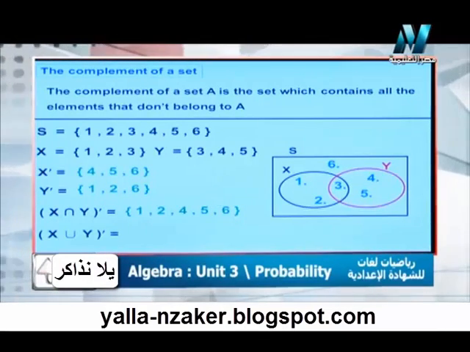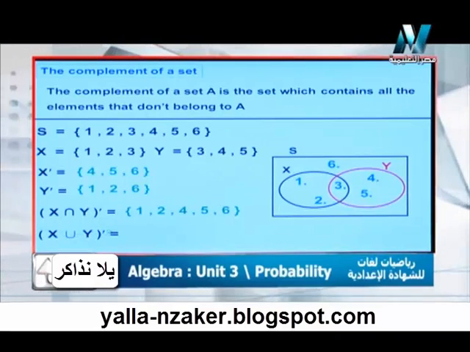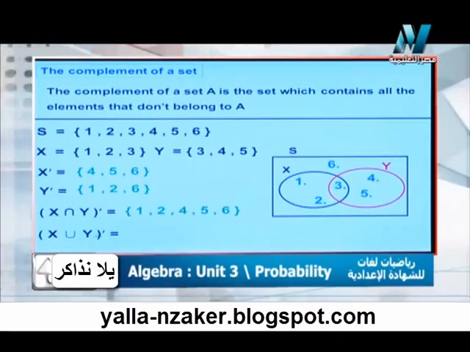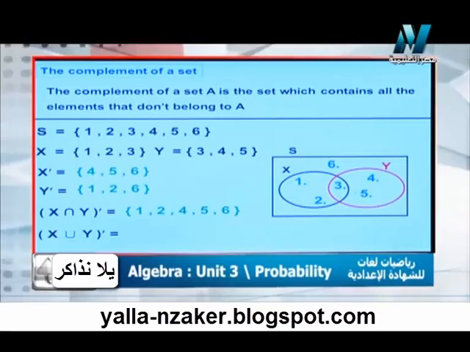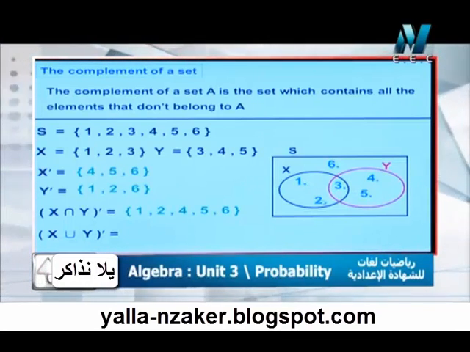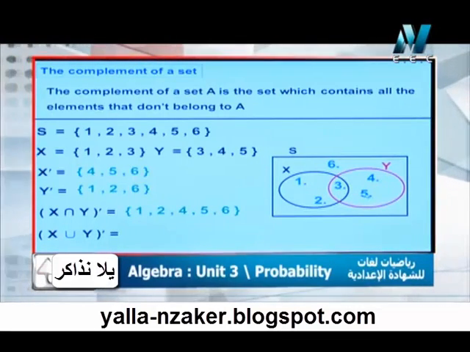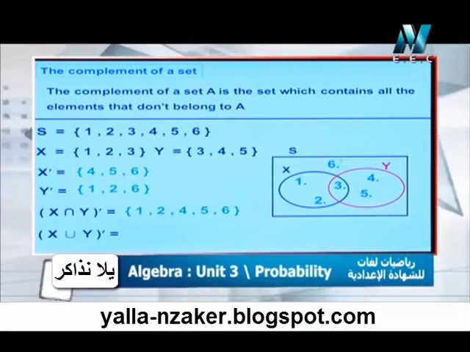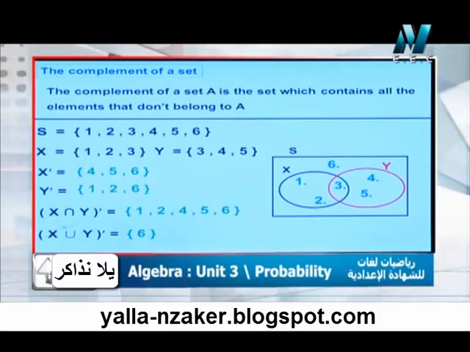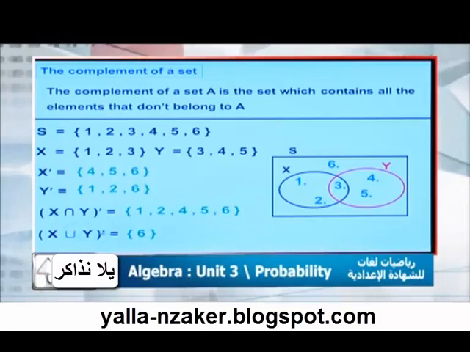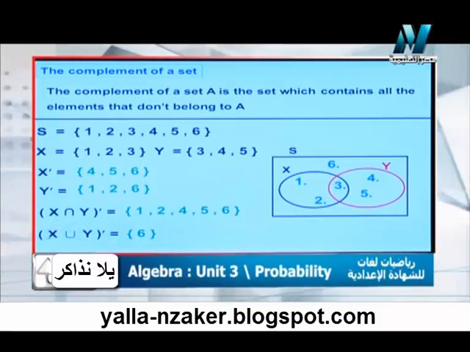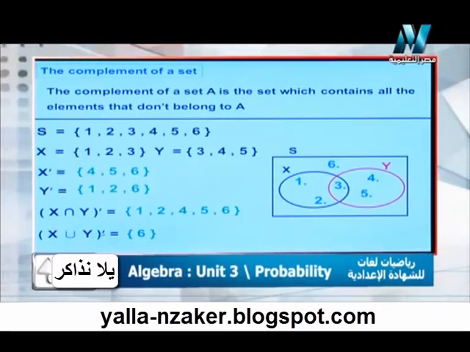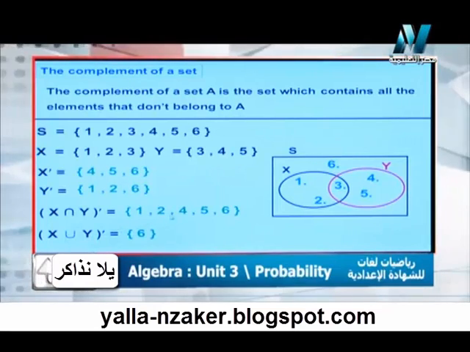طب لو طلب مني x union y complement. And for x union y complement you have to find x union y which is 1 2 3 4 and 5 and the complement of this set is 6. أو ممكن بطريقة تانية أجيب x union y complement is the same as x complement intersect y complement. طيب خلينا نشوف example تاني.